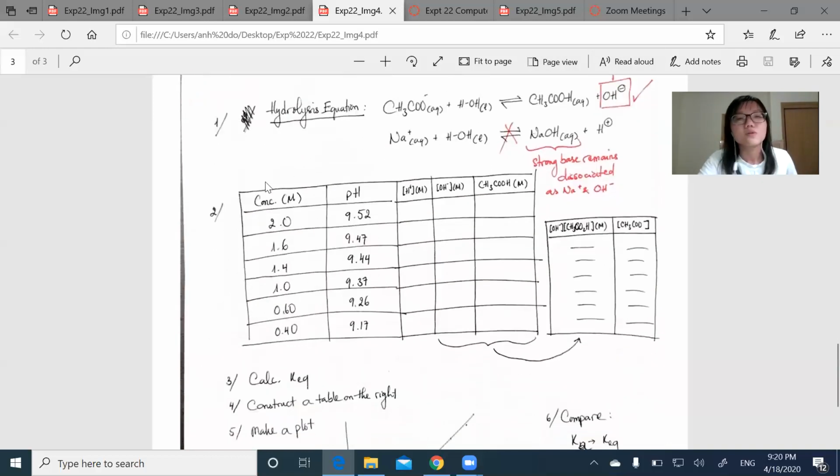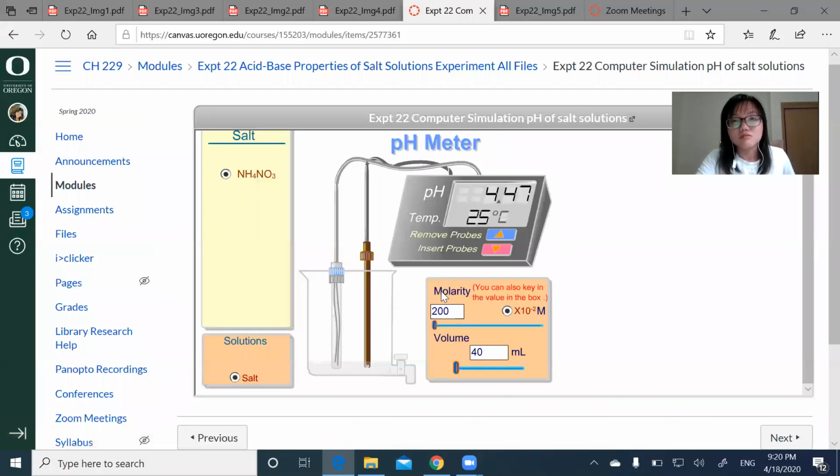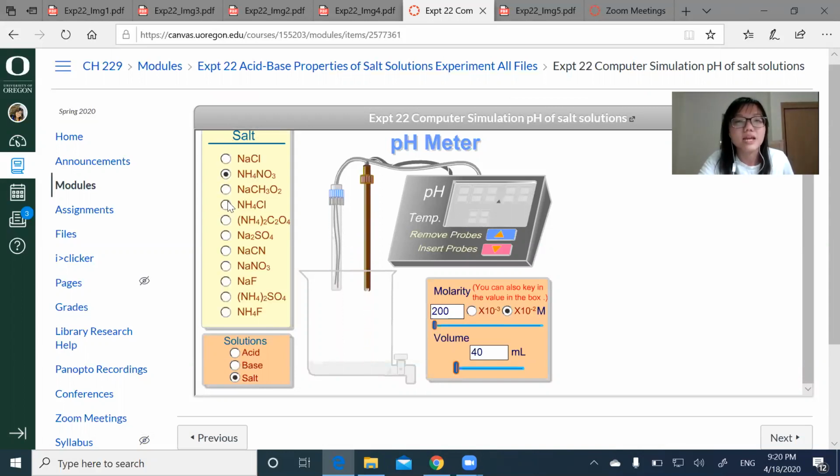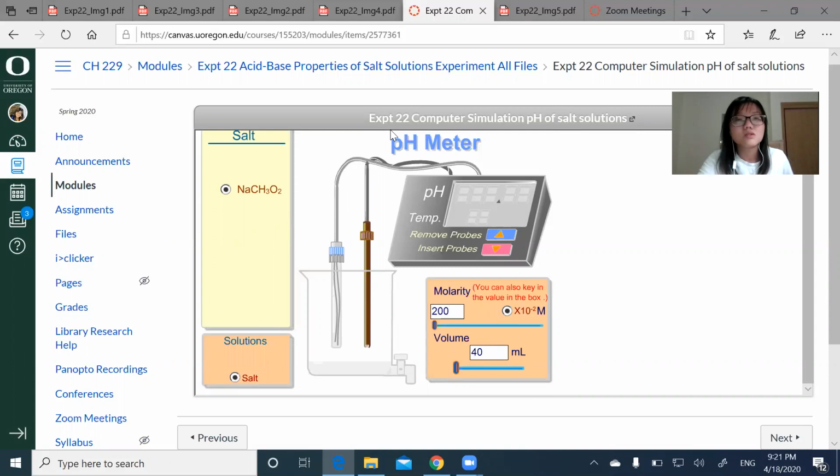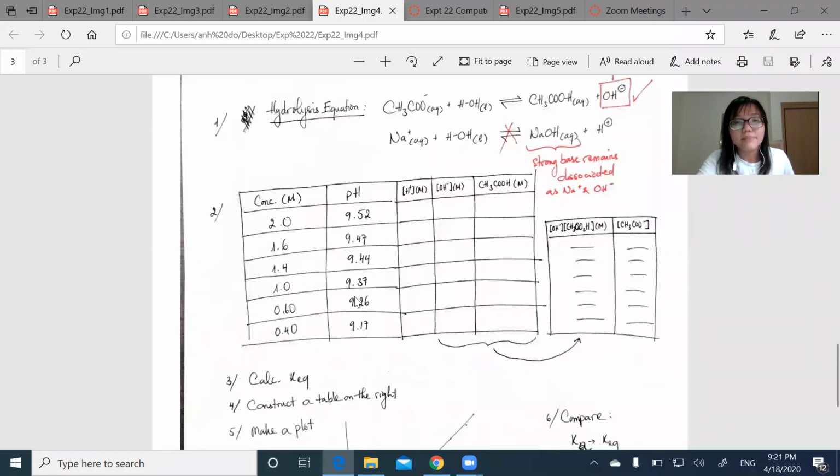So same thing, you would just go back to the simulation over here, change the type of salt. So I would just remove the probe, and then the whole list of salt would reappear again. Sodium acetate, fine. Go back to change your molarity. The volume would be 40 milliliter again. Then just insert the probe, do your recording, get the pH, do your calculation to get the H plus concentration.